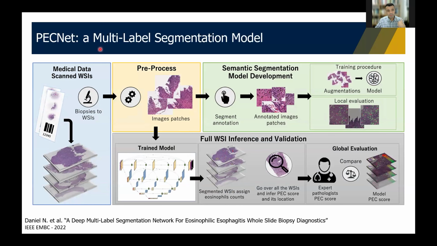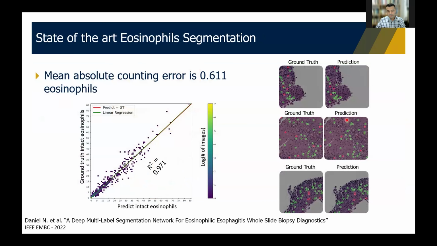So what we've done in the last 2 years, we built an AI platform, which is called PECNet, which takes the whole slide image that we talked about before, does a lot of AI processing, and at the end of the day, counts the eosinophils and can provide, very fast and very accurately, how many eosinophils there are. What you can see in this slide is a comparison to what the pathologist is marking as eosinophils, that's the ground truth, and what the machine predicted to be the eosinophils.